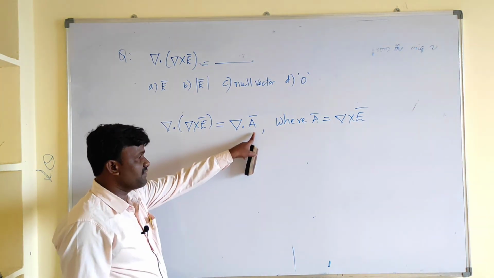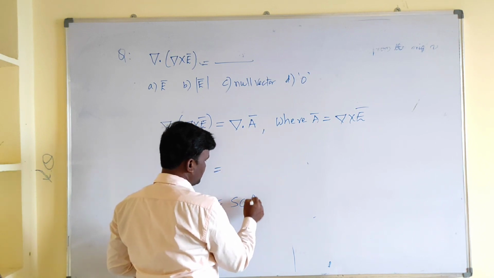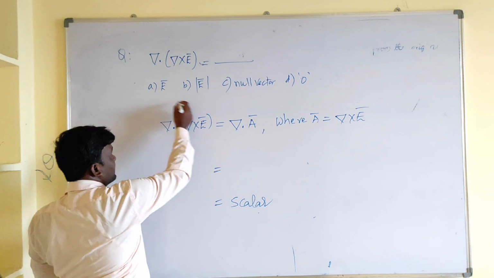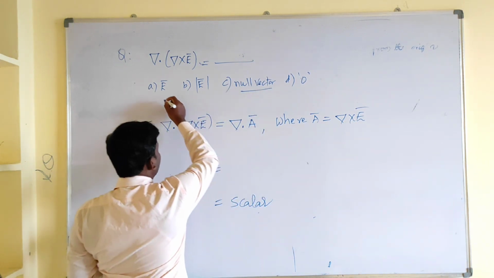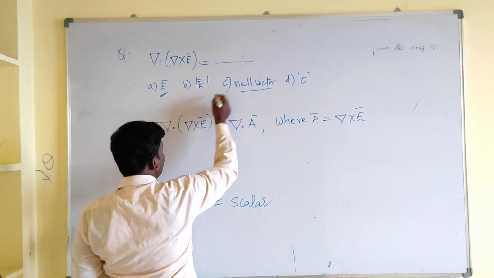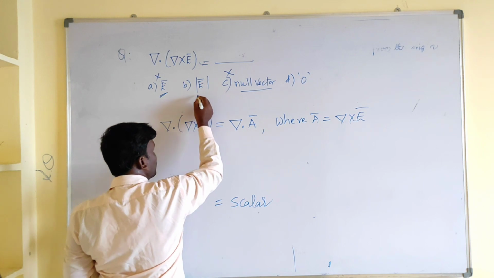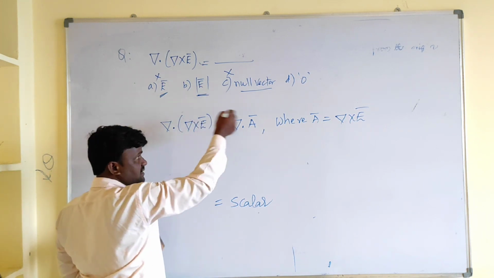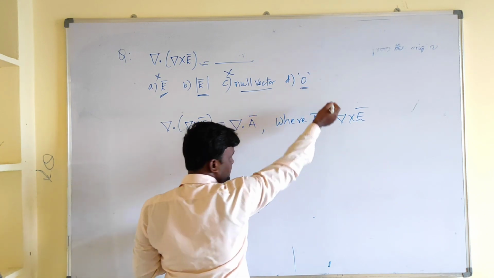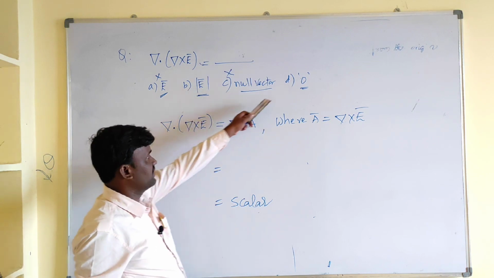Now, divergence of any vector definitely gives a scalar. Now see the options. What are the scalars? E bar is a vector, and null vector is a vector. Mod E is the magnitude, some scalar quantity, and 0 is also taken as a scalar. So it is either this one or this one.